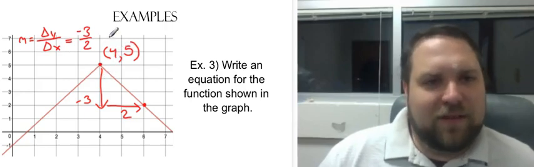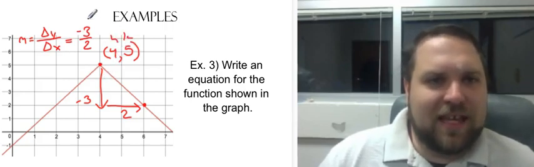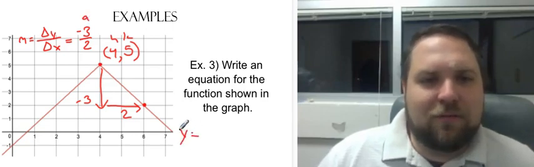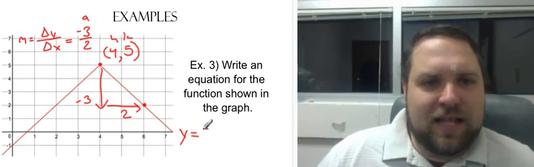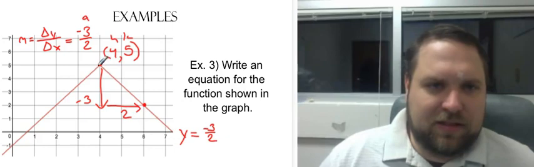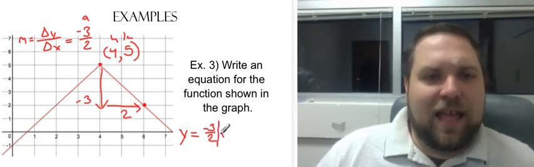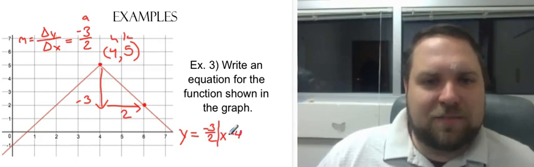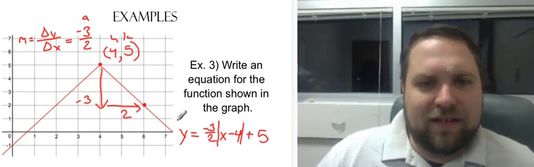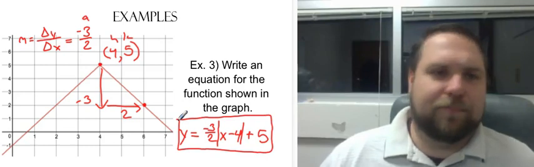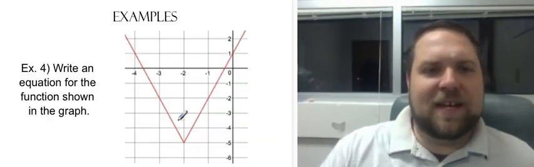So now I have my vertex, that's h, that's k. I've got this, that's a. I'm ready to write an equation. So I would write y equals -3/2, and that makes sense because this is upside down from what we would expect from the absolute value function. Times the absolute value of x minus h, so x minus 4, plus k, plus 5, and now I've written an equation for that graph. Let's try it one more time.